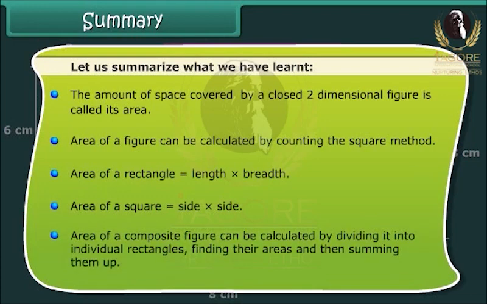The area of a composite figure can be calculated by dividing it into individual rectangles, finding their areas, and then summing them up.